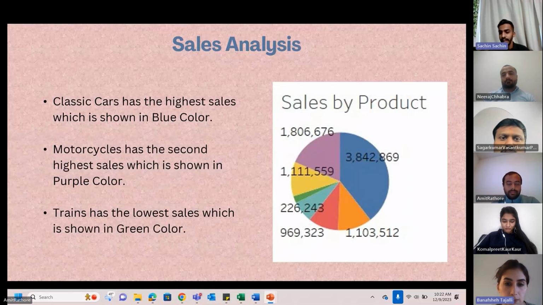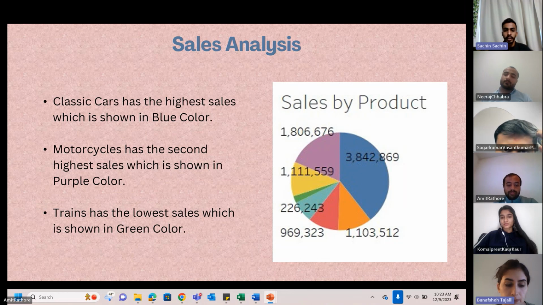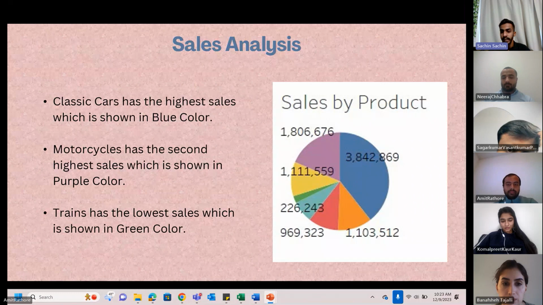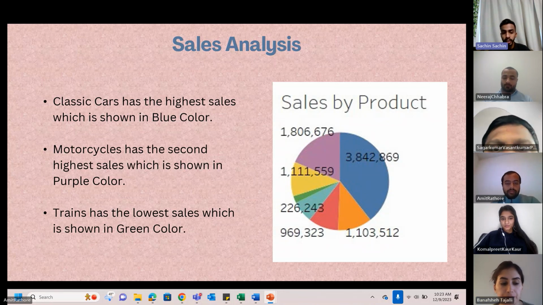Hi everyone, Sachin this side. I'll be presenting my views on sales analysis. After conducting a very good analysis of sales in the report, we have reached some conclusions. Classic cars had the highest sales, shown in blue at 3,842,869. After that, motorcycles were the second highest in sales, shown in purple at 1,806,676. And trains had the lowest sales, shown in green color.